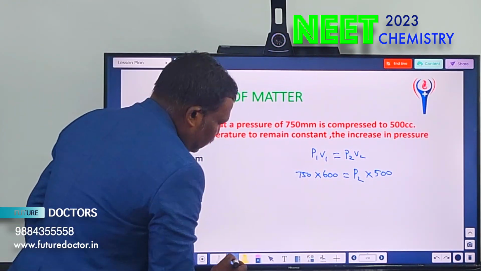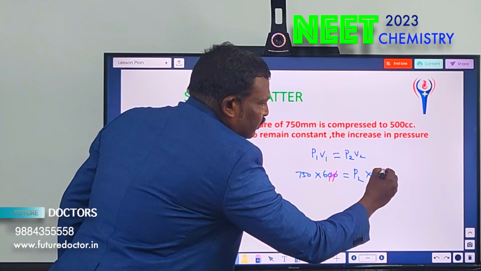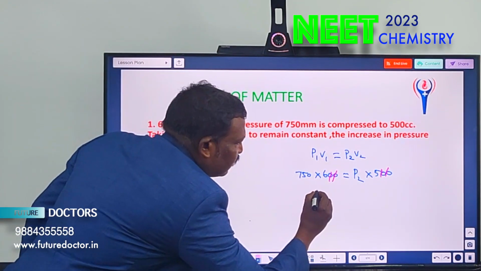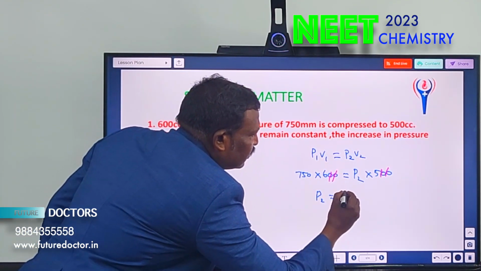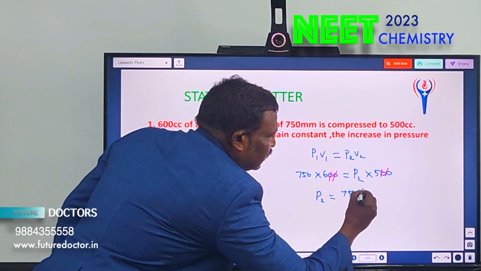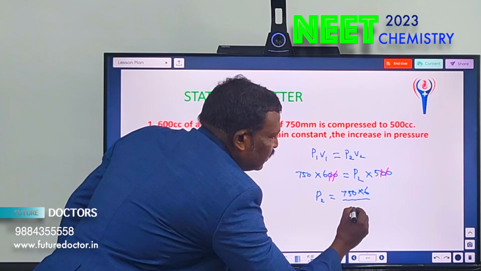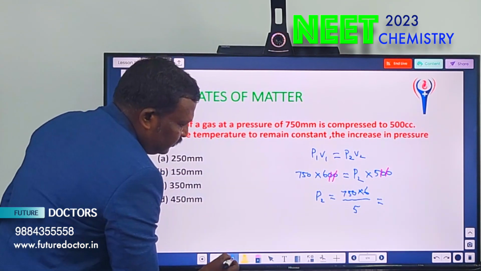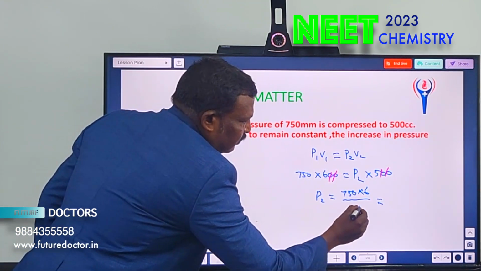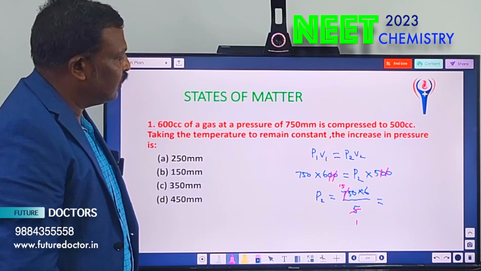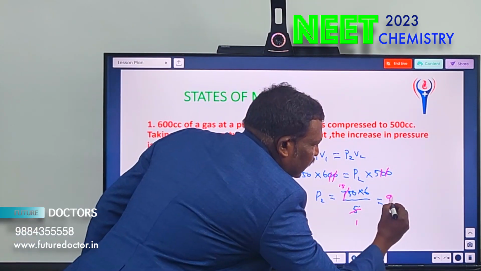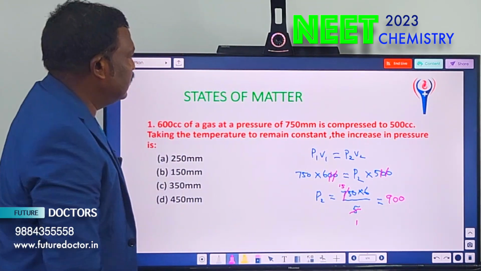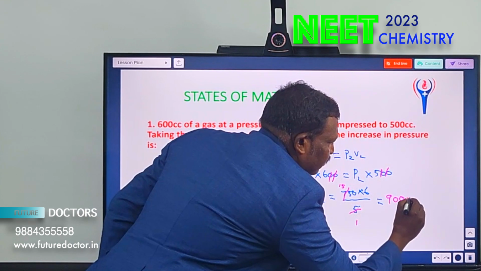So here now, this will be cancelled, this also will be cancelled. Therefore, P2 is equal to 750 into 6 by 5. So again you're able to cancel. One time 150, 150 into 6, so 900. So pressure here is 900 millimeter of mercury.